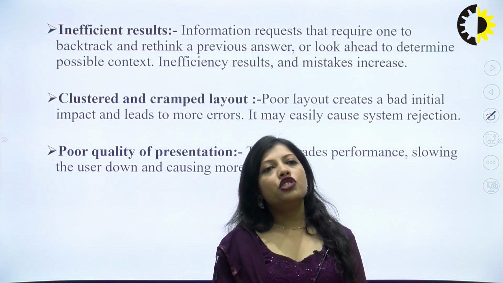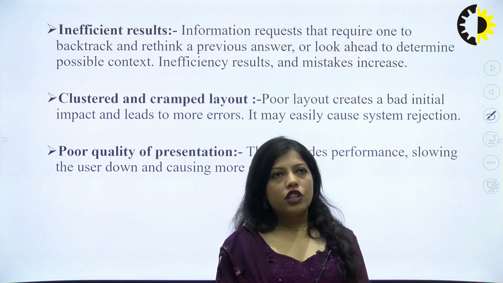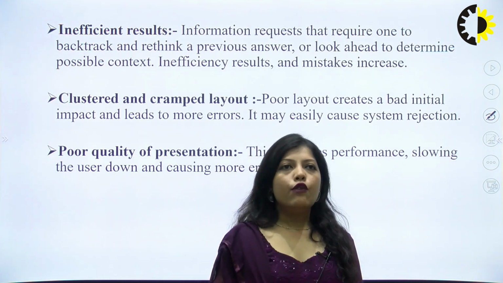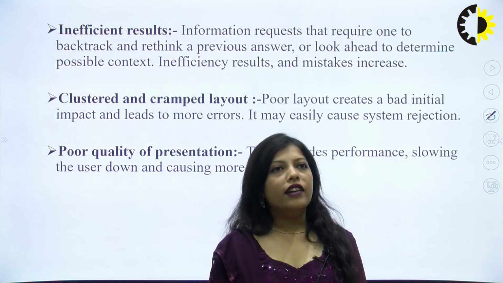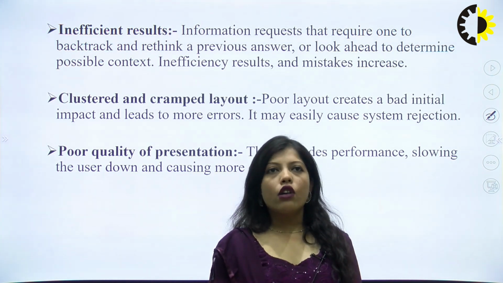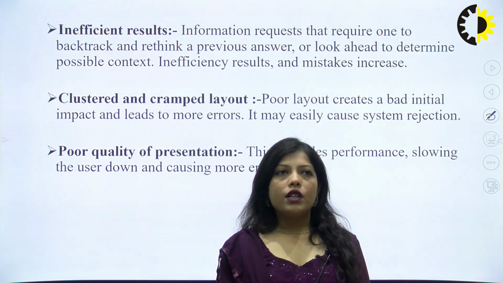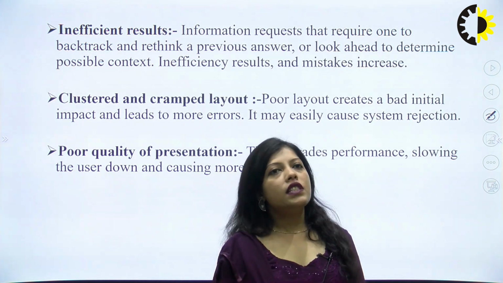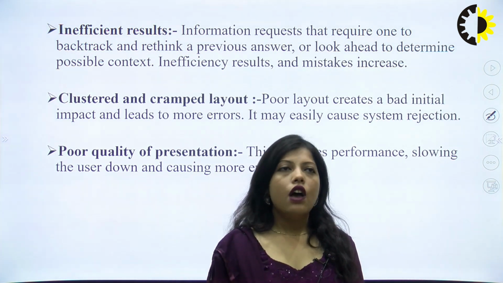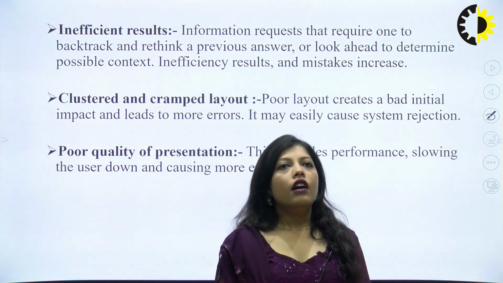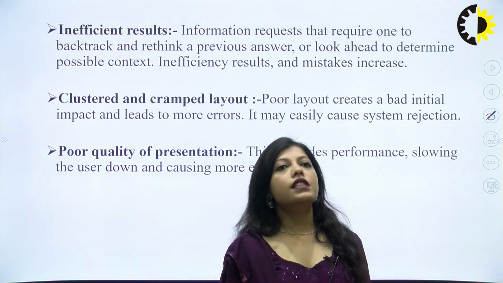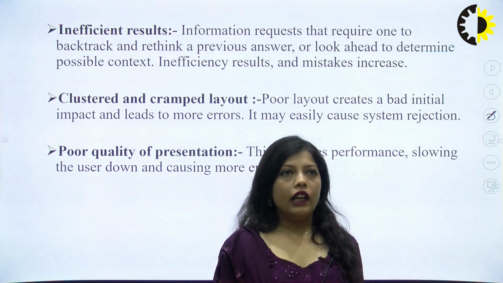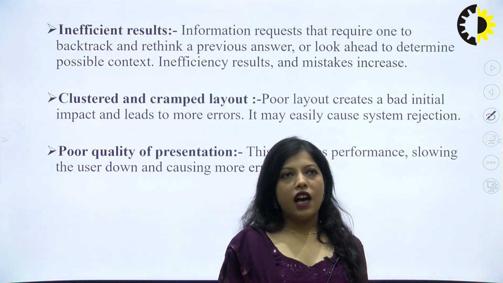Next is inefficient result. Inefficient result means information requests that require one to backtrack and rethink a previous answer or look ahead to determine possible context. Inefficiency results and mistakes increase. So in inefficient result, requests that require one to backtrack mean the user has to reread or rethink a previous answer.